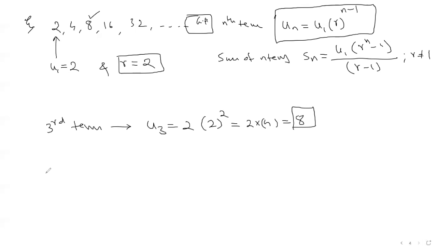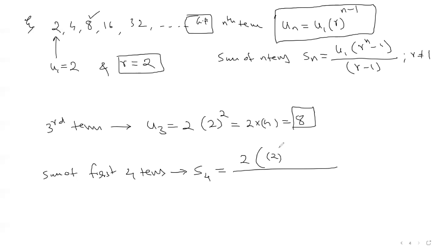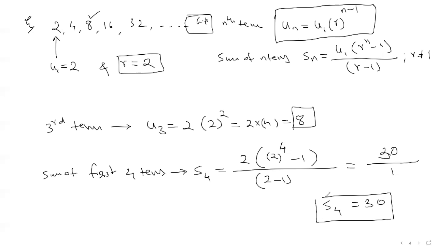Now let's look at, let's say, the sum of the first 4 terms. Let's see how we do that. S4 is equal to u1, which is 2. We'll use this formula. We know r is 2. 2 to the power n, which is 4, minus 1 over 2 minus 1. And then you get the answer. 2 to the power 4 is 16. 16 minus 1 is 15. 15 times 2 is 30. And 2 minus 1 is just 1. So the answer is 30. S4 is 30. That is the sum of the first 4 terms.